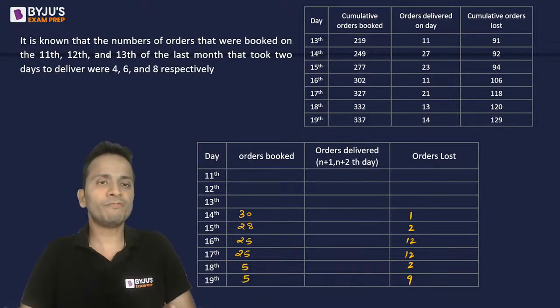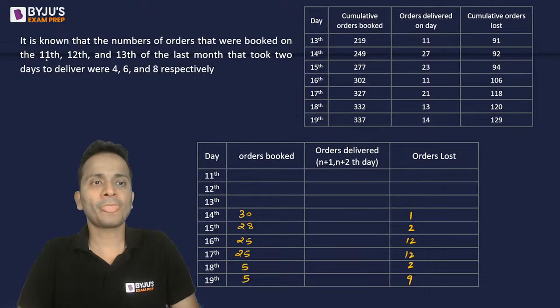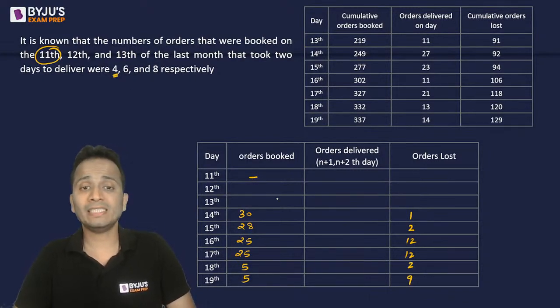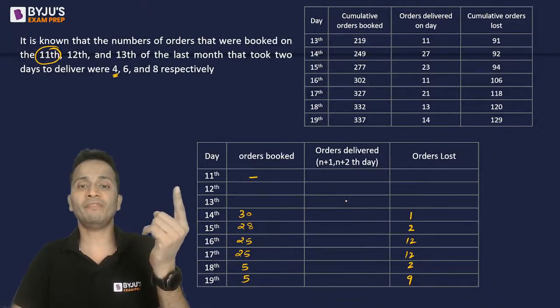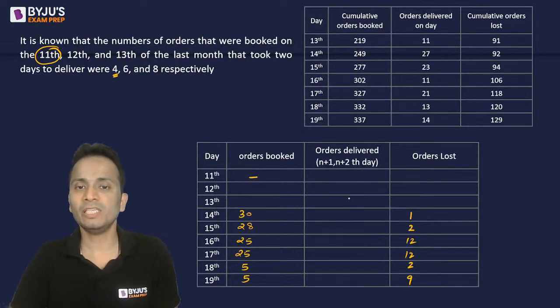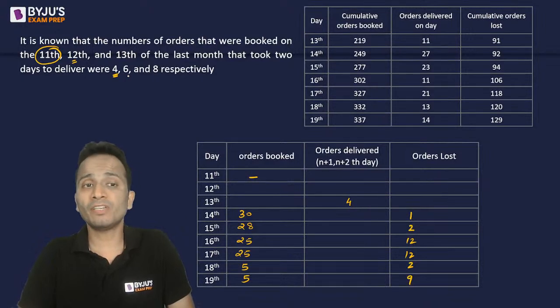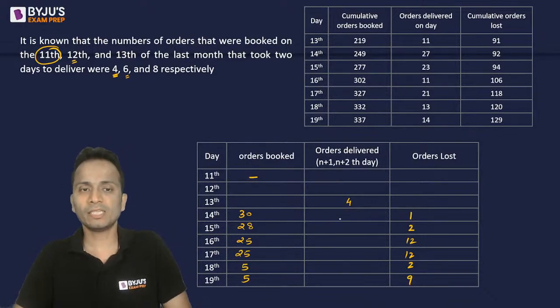Okay. Now let's use the information that is given on the top left of your screen. The orders which were booked on 11th that took 2 days to deliver is equal to 4. That means the orders which are booked on 11th and delivered on 13th, these are 4 orders. Similarly, the orders which are booked on 12th and delivered after 2 days is equal to 6. So booked on 12th, delivered on 14th, it is 6, and similarly booked on 13th and delivered on 15th is 8. So these are three more numbers which are given to us.